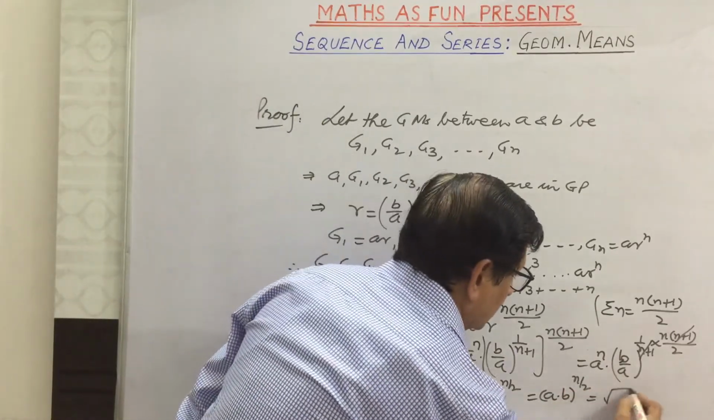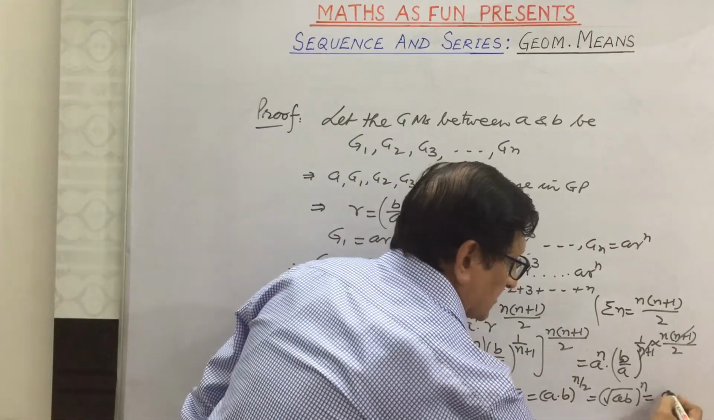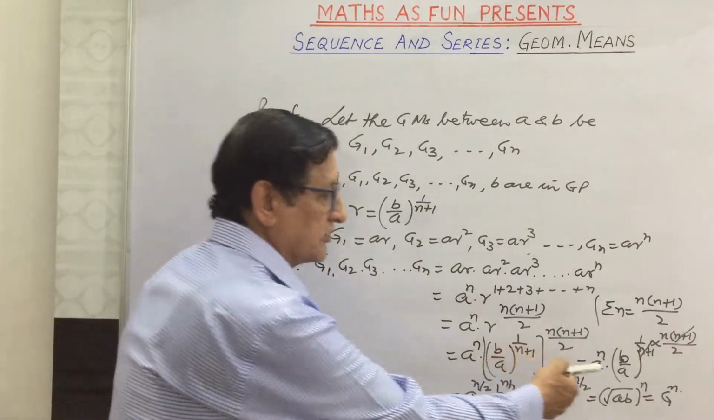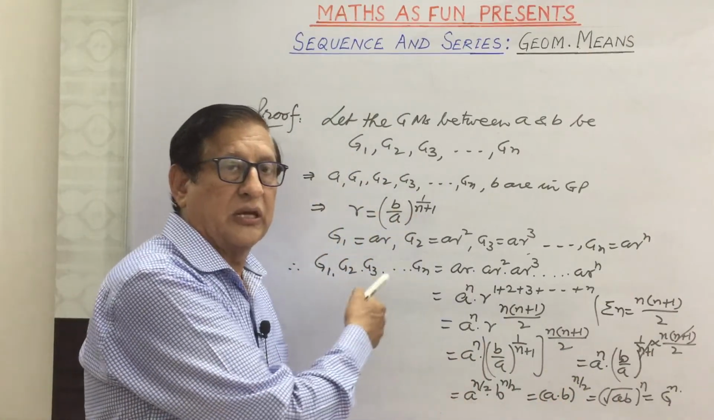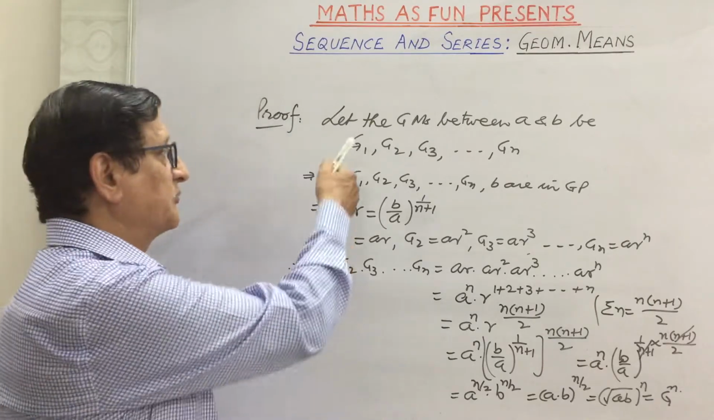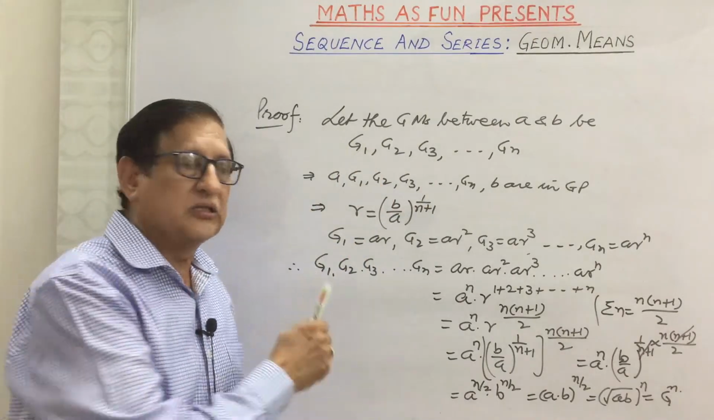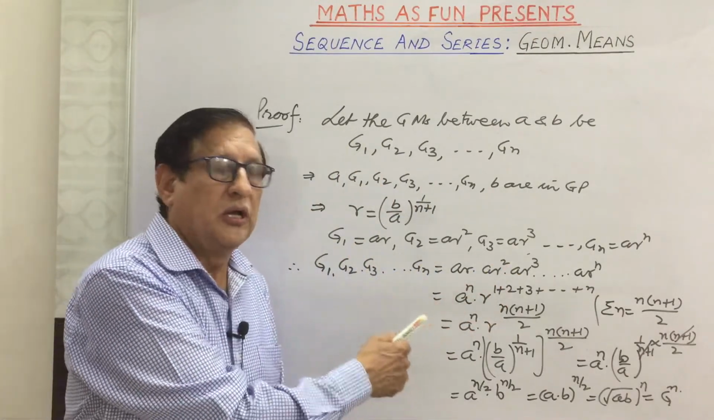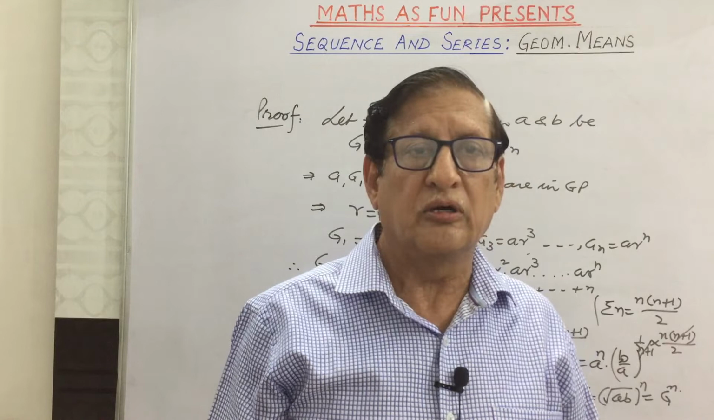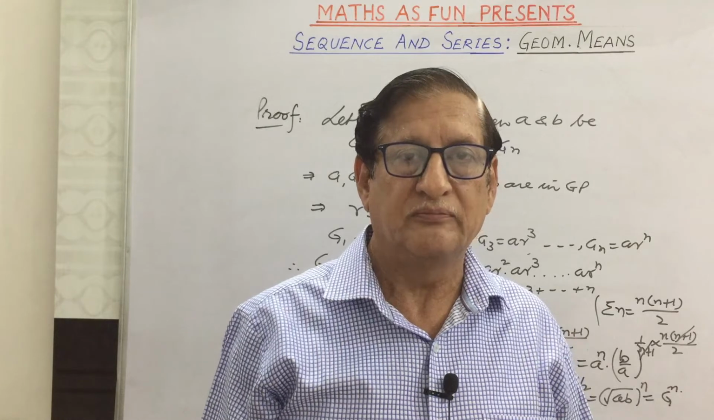We can also write this as root of AB to the power n, which is G to the power n, because we know here the single geometric mean between the numbers A and B is given by root of AB. So like this we can find the proof of the second property, that if we insert n geometric means between A and B, then the product of these geometric means is equal to nth power of the single geometric mean between them. In the next video, we will learn about the types of geometric progressions and about the infinite GP.